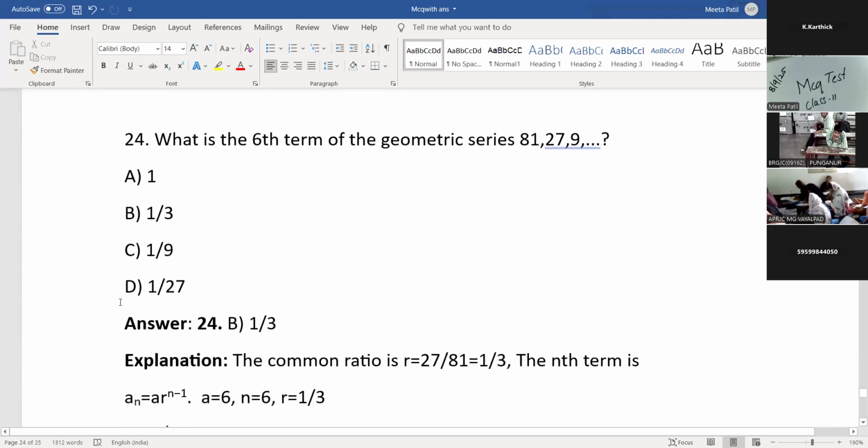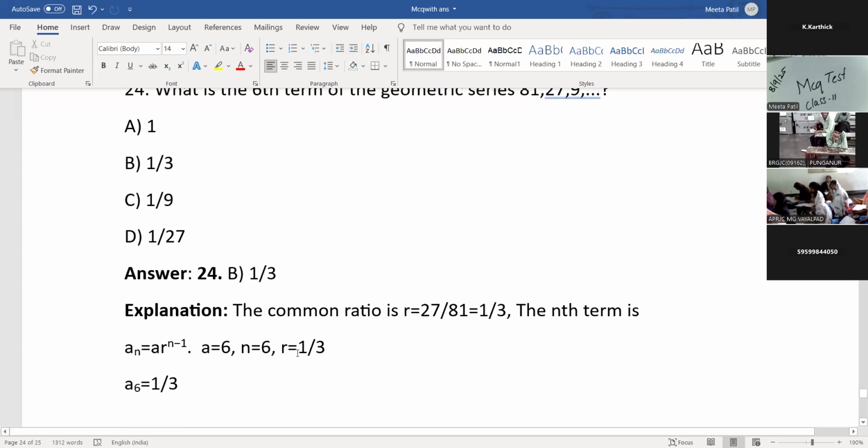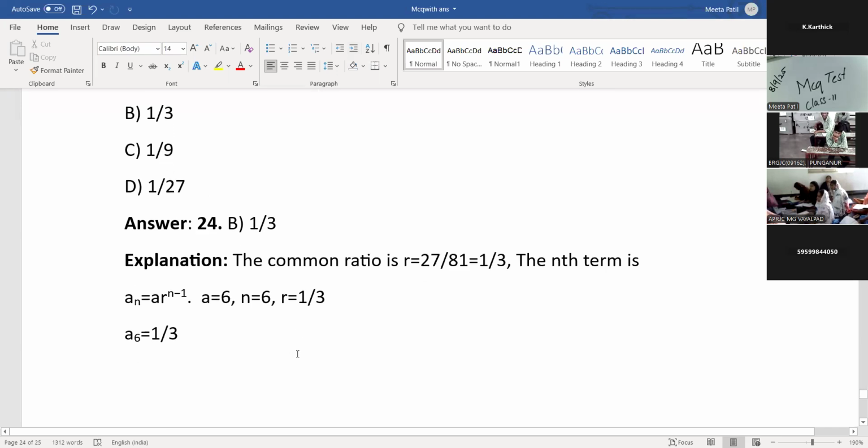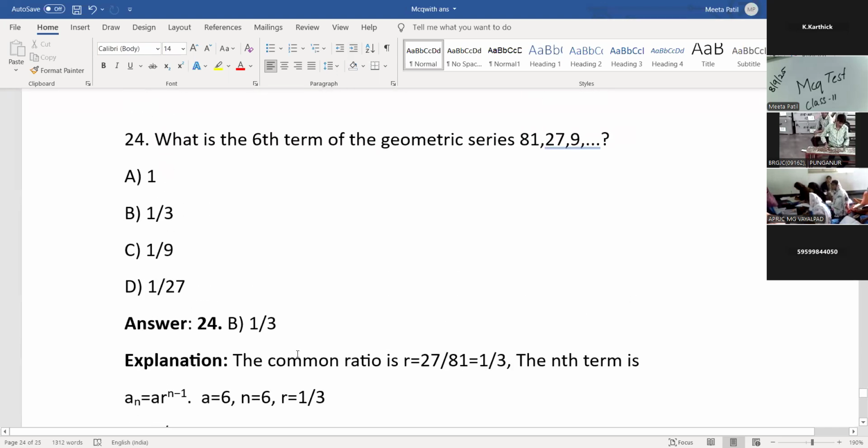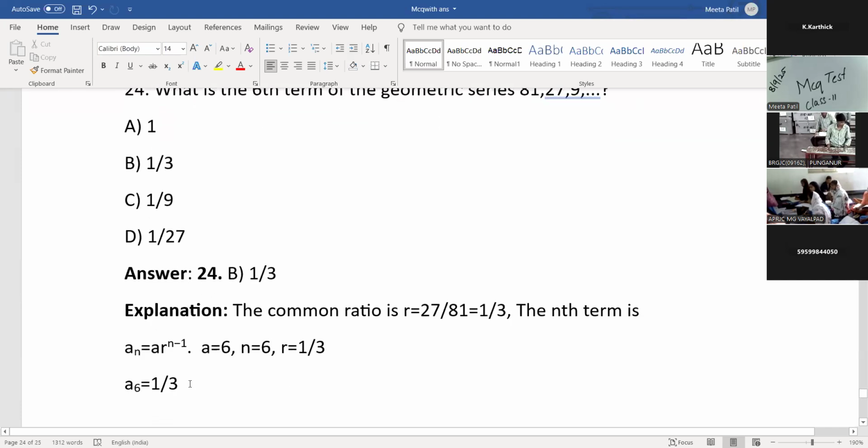The next question will be 24. What is the sixth term of the geometric series for this sequence? Again, you know the formula, that is an = a r^(n-1). To find the sixth term, you have to substitute all the values. So you are going to get the value as 1/3.